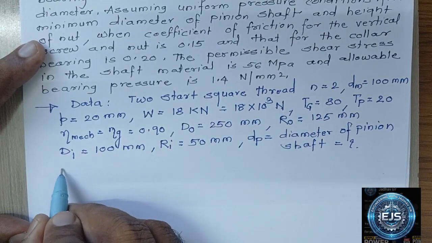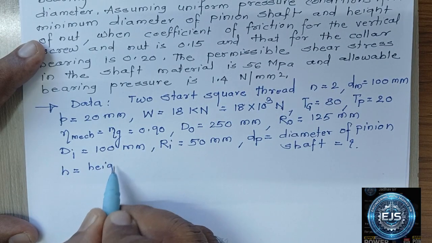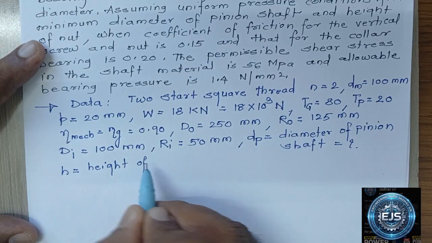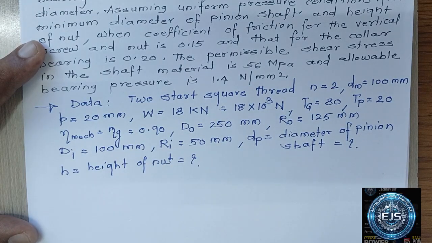Then the height of the nut. It is denoted as H. H is nothing but the height of the nut. That also we have to calculate. The height of the nut we have to calculate. So H we have to calculate.